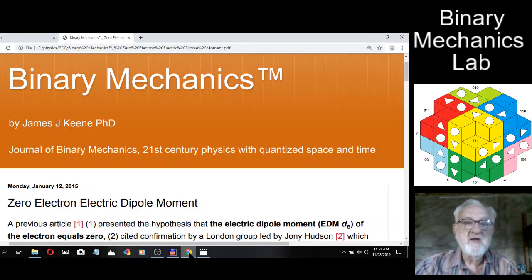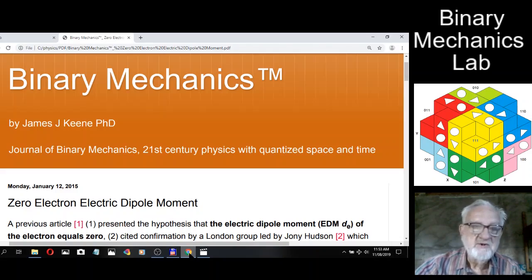Let's derive from first principles of binary mechanics, which is basically an updated version of quantum theory with the addition of quantization of space-time and energy. Let's derive the zero electron electric dipole moment from first principles of binary mechanics, more specifically, the binary mechanical model of space.